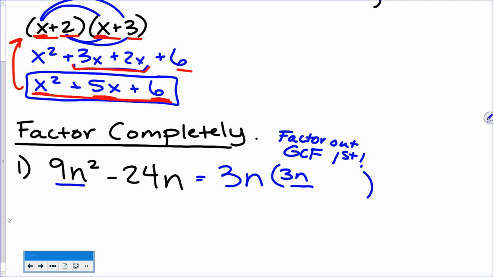Then 3n times what would give me my negative 24n? Well, that would be negative 8. And that's all we're doing. So check for that greatest common factor. Sometimes there's going to be more steps after this. In this case, there is not, and I'll talk about when we'll see more steps beyond that. But you'll have problems where this will just be your answer.